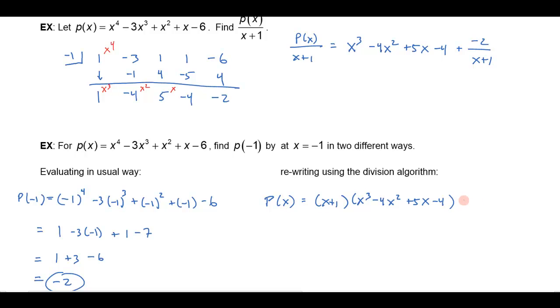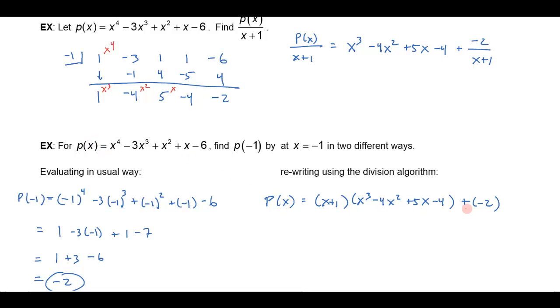And then remember, you also have to add in the remainder. All right, so if I were to multiply all of this out and then add in the negative 2, that will equal my dividend, the original polynomial I started out dividing. Okay, well, notice then that instead of writing the polynomial this way, I could also write it this way.